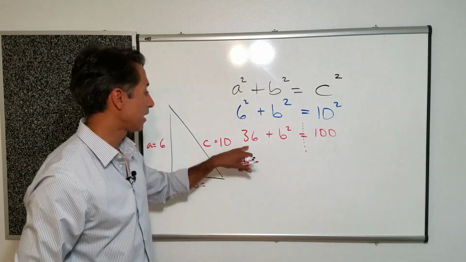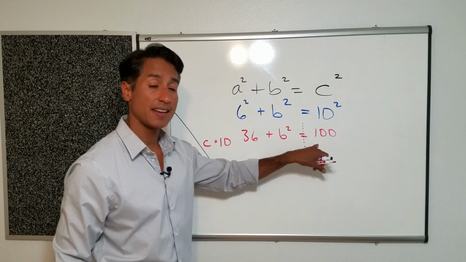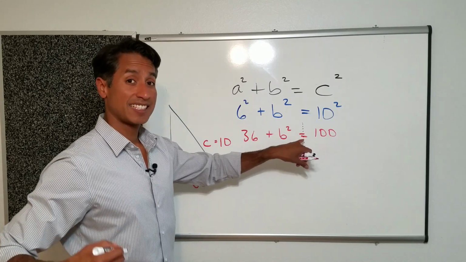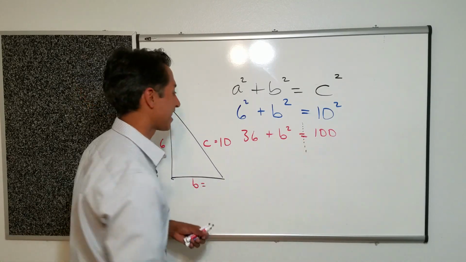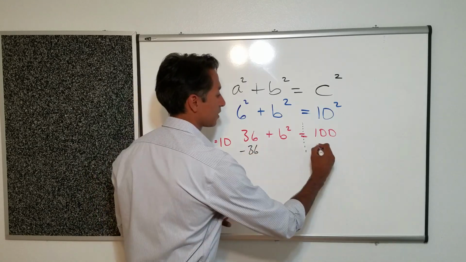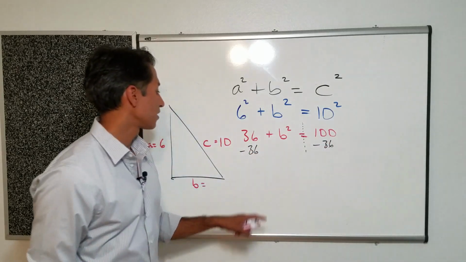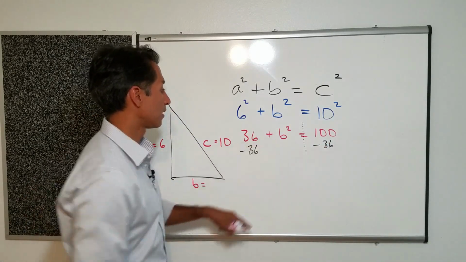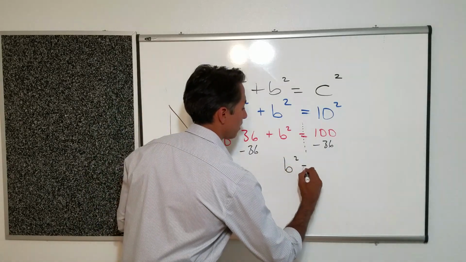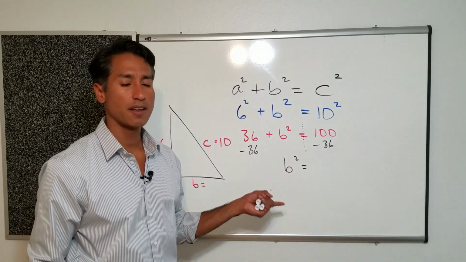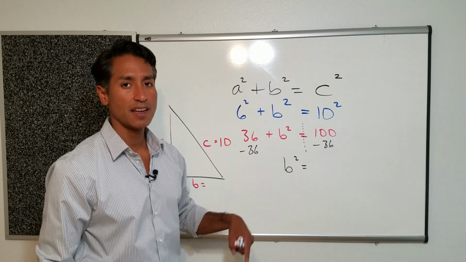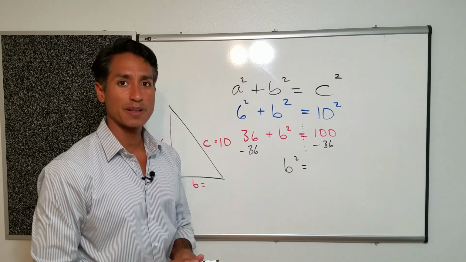And the only way we can get this guy over to this side is by doing subtraction, right? Exactly. Okay, minus 36, minus 36. Sorry, those look like 8s or funky numbers, but that's okay. B squared equals 100 minus 36. I don't even know what that is.